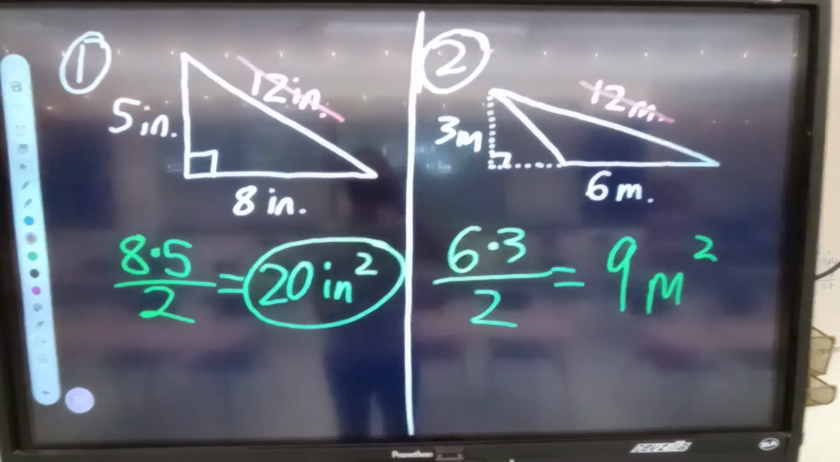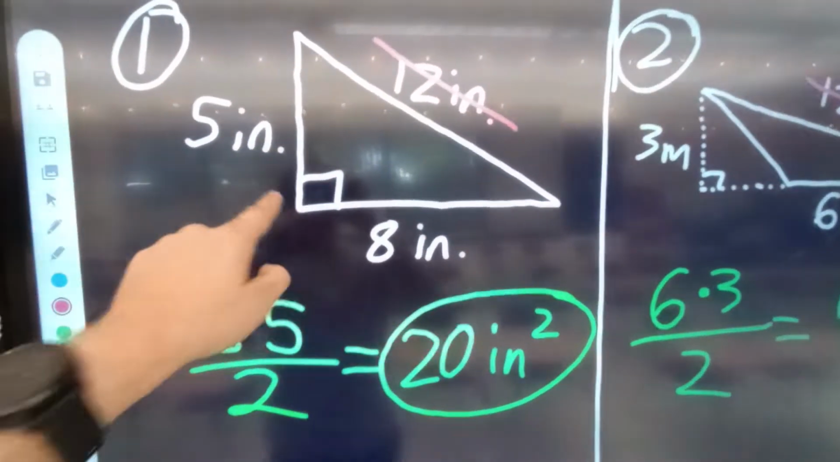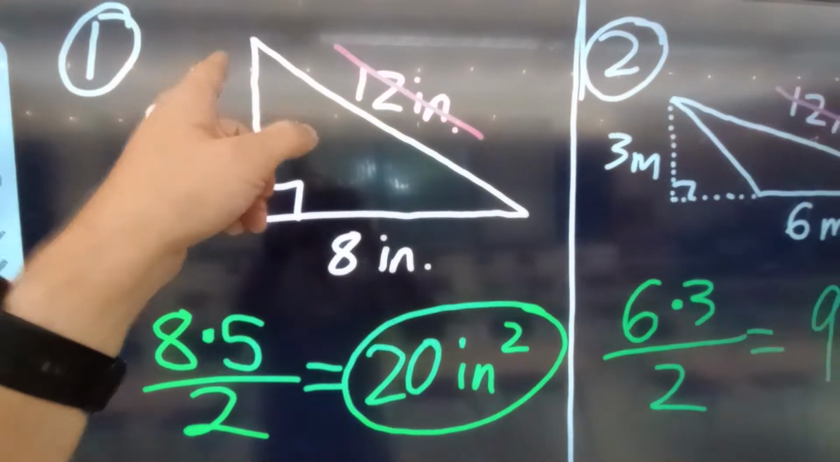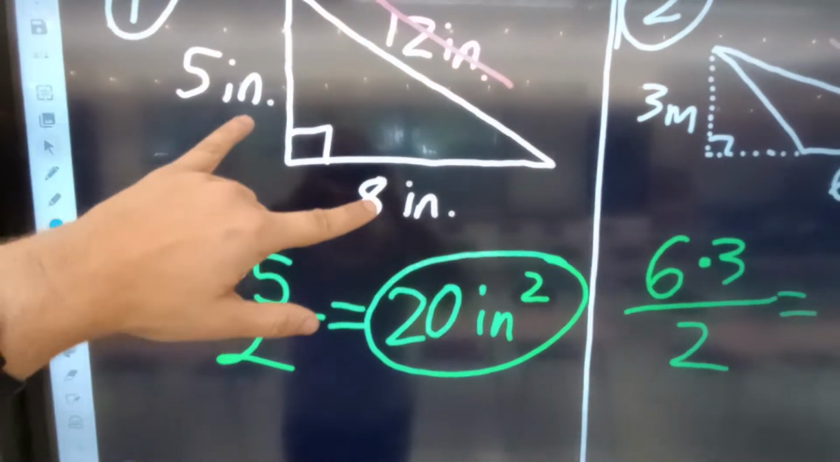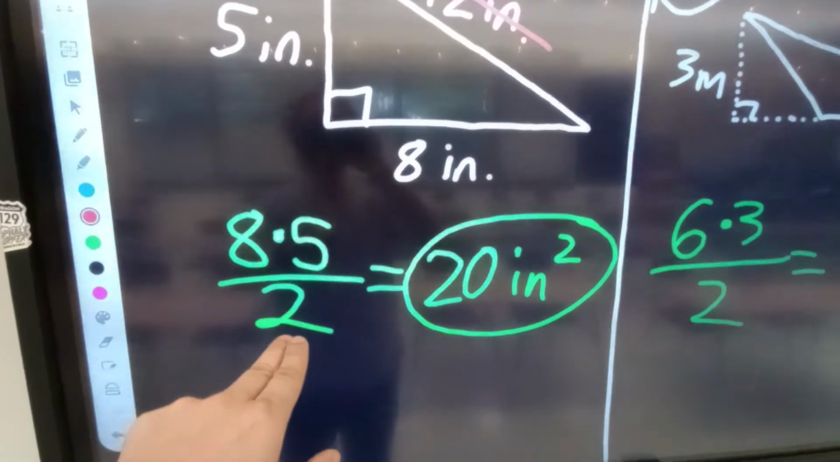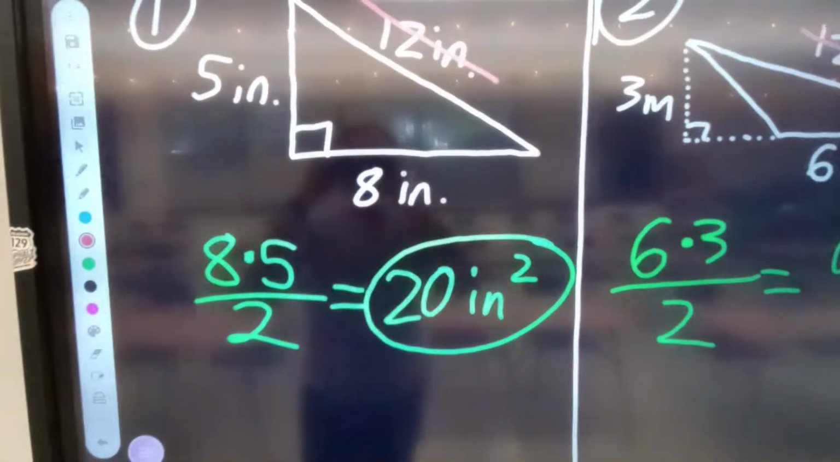Now the right triangle, pretty easy to tell the base, height, and the diagonal because our right angle is right here. It's always given to us. And we can see that our diagonal is going to be this 12 inches. Now we just take our base and height, so 8 times 5, which would be 40, and divide that by 2, which gives me 20 inches squared. That's going to be number 1.